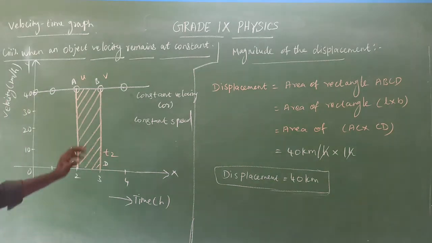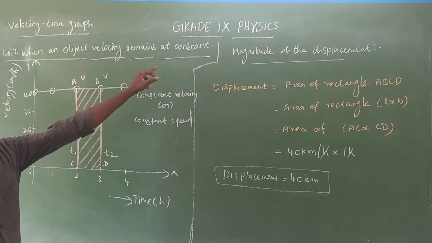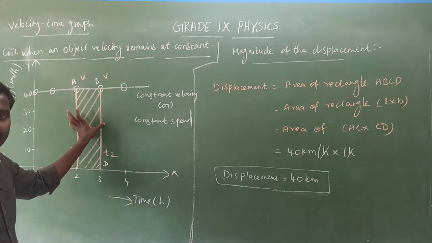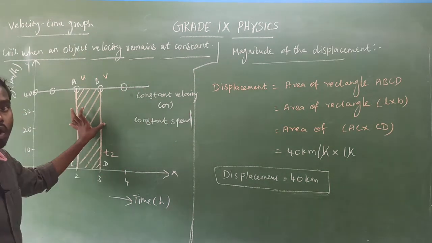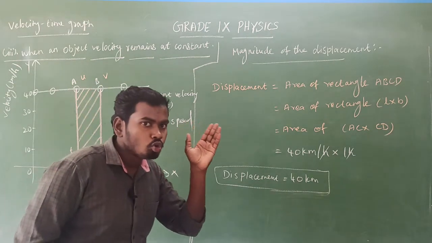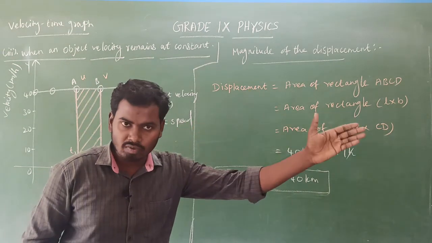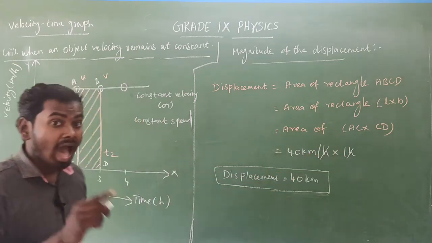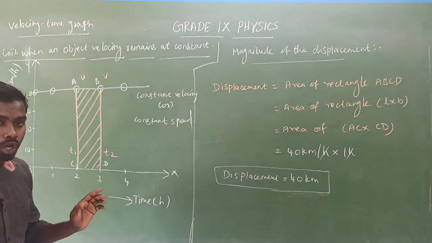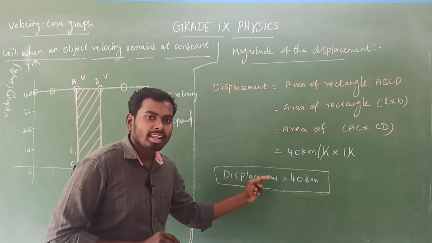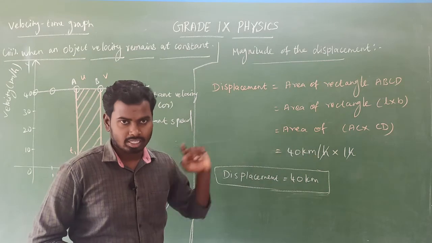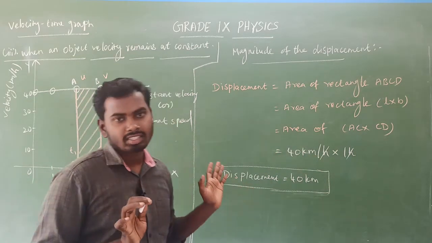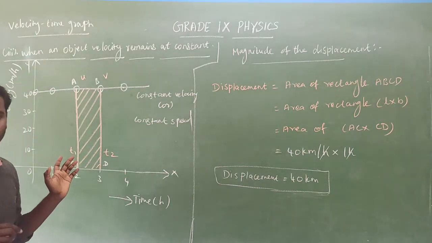So look here. At constant velocity of the object, the acceleration of the object will be 0. Whenever an object moves with constant speed or constant velocity, acceleration of the object will be 0. But there is displacement covered by the object. That is the conclusion here, isn't it?